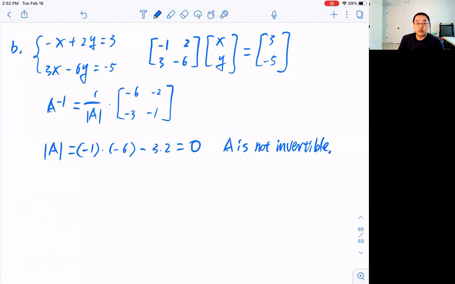Which means this system either is dependent, meaning it has an infinite number of solutions, or it is inconsistent, meaning there's no solution. Then you have to find a different method to solve this, and we have talked about plenty of other methods to solve systems of equations. If you try to solve this, I believe you'll find that this is inconsistent. There's no solution to this system at all.